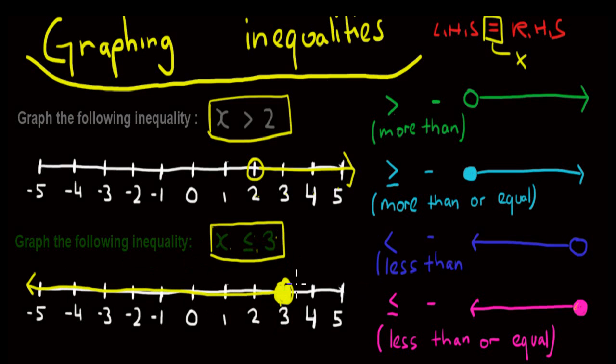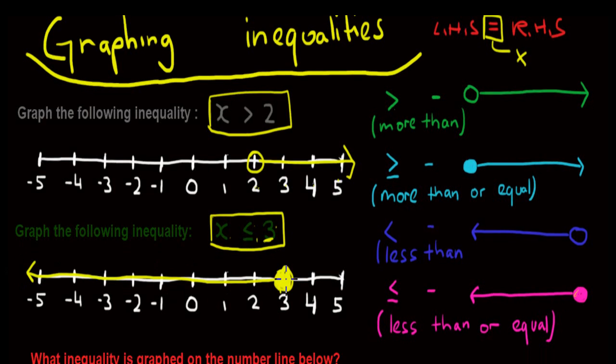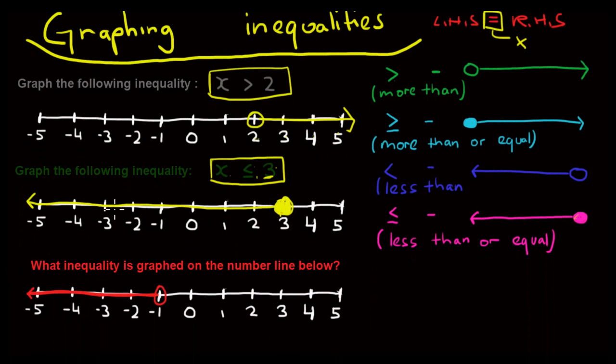Right? So you have to color the dot in where it tells you to, and then go in the direction, in this case it tells you it's less than, so we have to go where the numbers are becoming less than 3. So you can get those kind of questions, or you can get a question like this. So what inequality is graphed on the number line below? So basically you have to write your inequation yourself. So it tells us we start at -1, right?